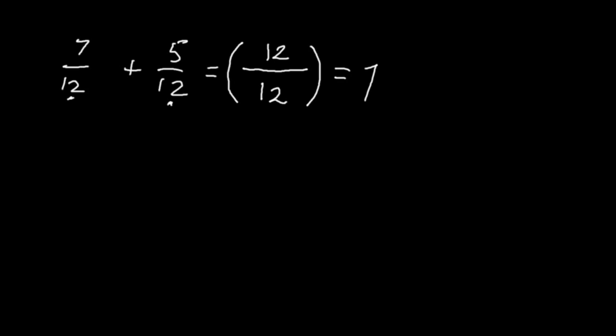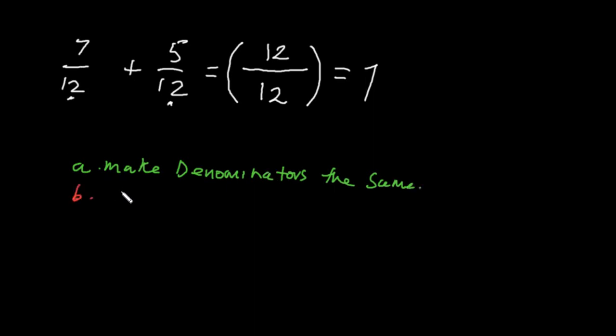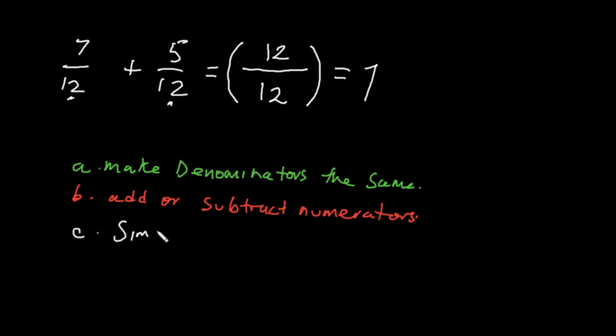Alright, so the general method for adding and subtracting fractions is to A, make the denominators the same, and B would be to add or subtract the numerators, and finally our step C would be to simplify the expression. Simplify.